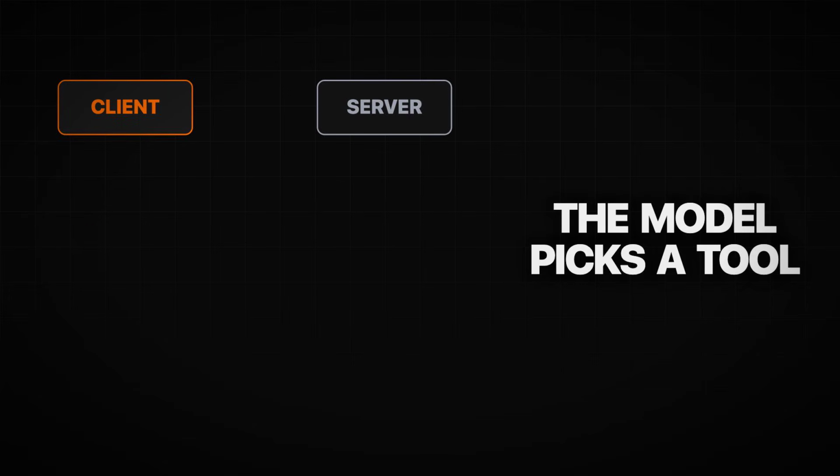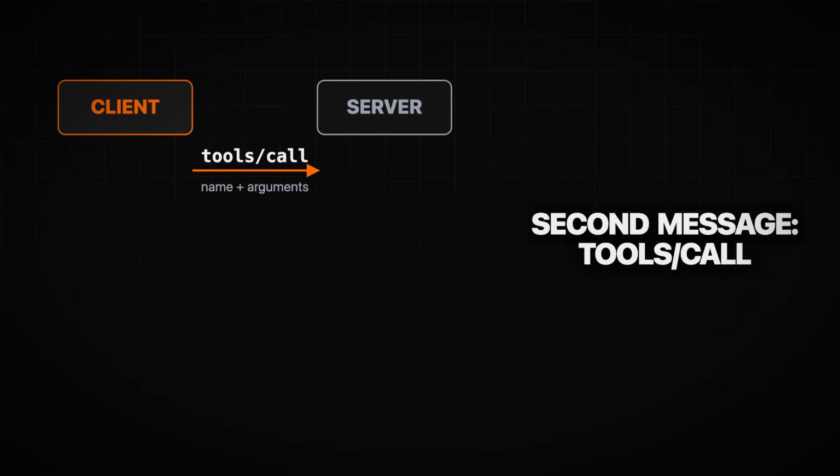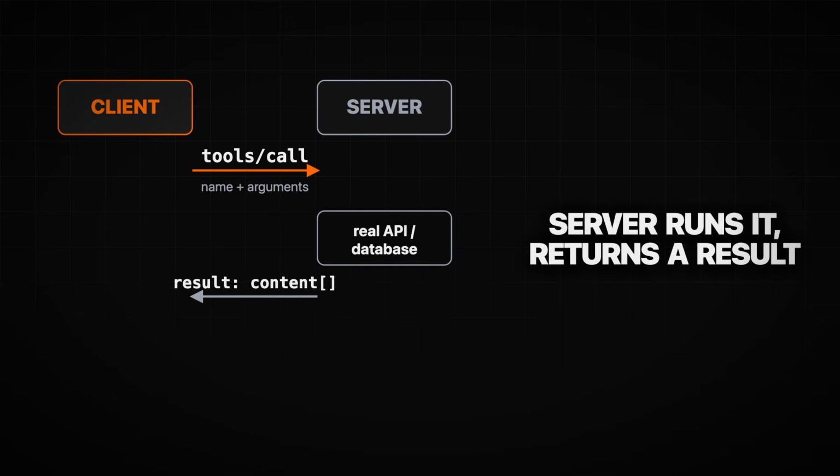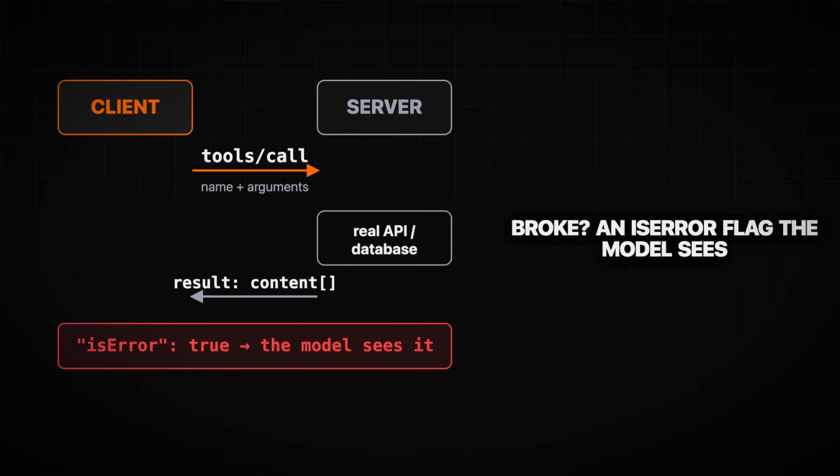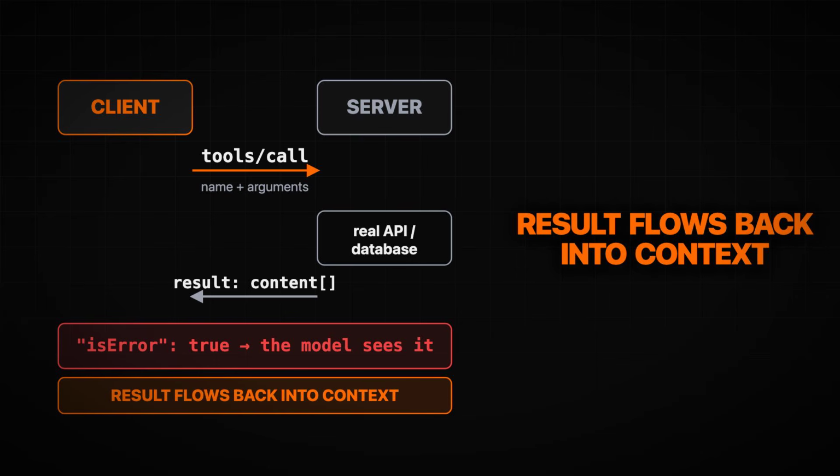The model picks a tool. Now the client sends a second message, tools/call, with the name and the arguments the model filled in. The server runs it, talks to the real API or database, and sends back a result. If something breaks, it sets an error flag so the model can actually see what went wrong and try again. That result flows back into the context, and the loop continues.